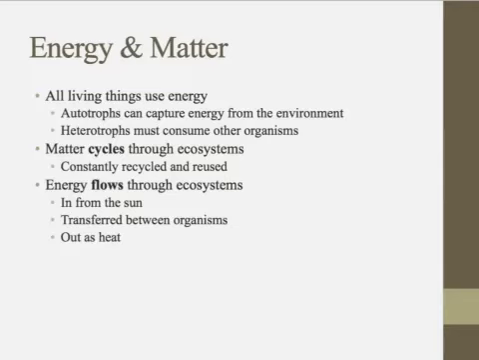All living things must use energy to perform required functions such as growing and reproducing. Autotrophs, such as plants, can capture the energy they need from their environment. Heterotrophs, like humans, must consume other organisms for energy. Matter cycles through ecosystems. This means that matter is constantly recycled and reused. For example, the oxygen atoms you are breathing have been breathed by countless other people and animals before you. These molecules might have come from water molecules or other compounds.